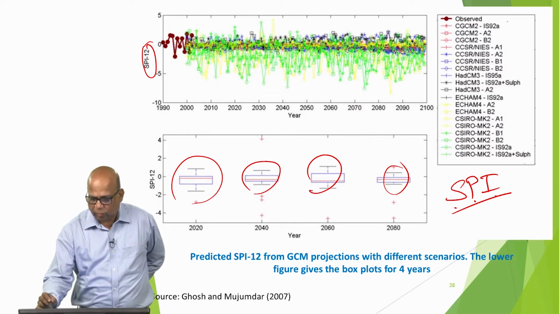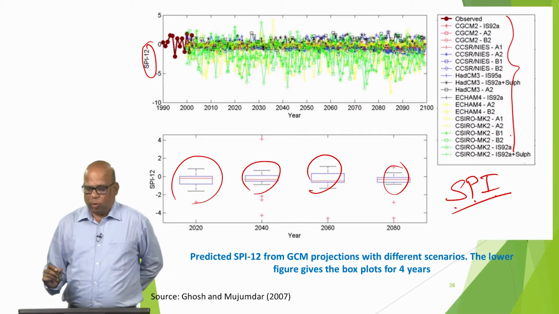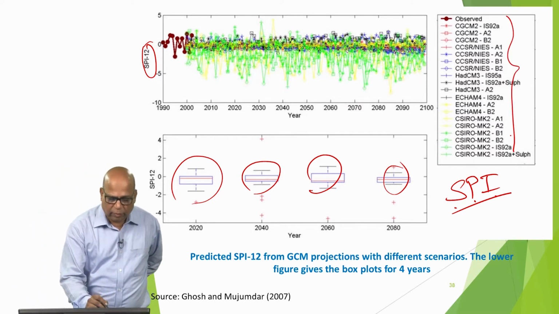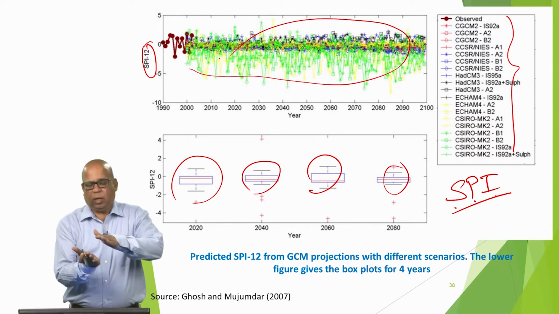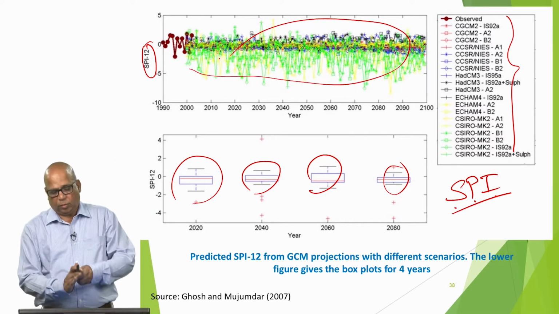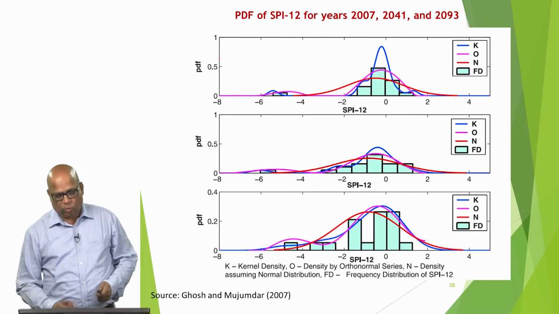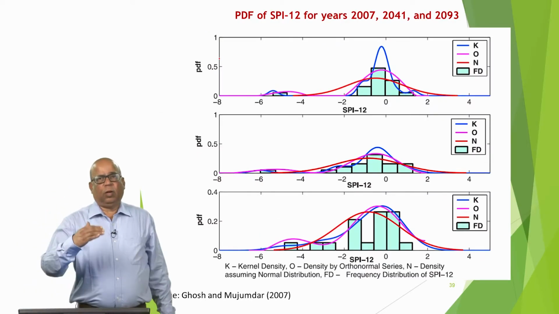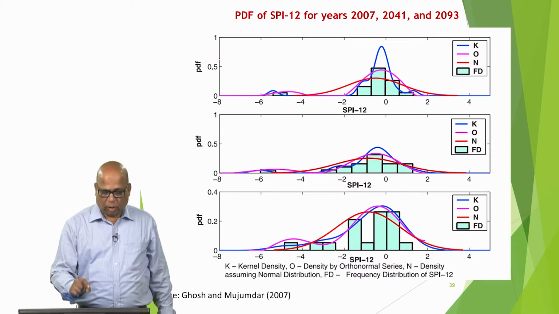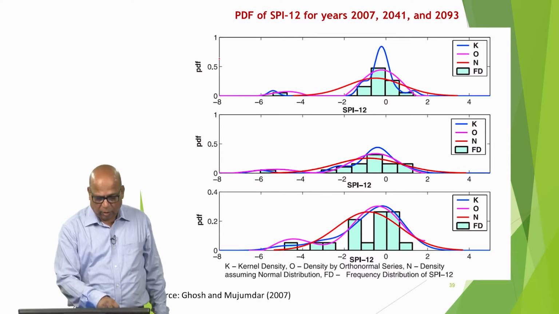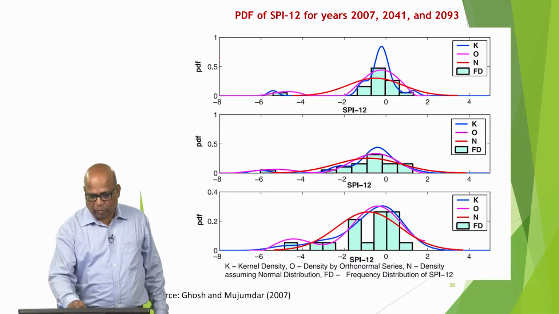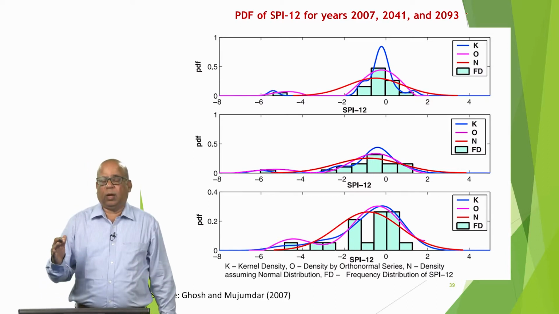In this particular case, we use several model scenario combinations, and because there is an uncertainty associated with this, you get a band of projections. We address the uncertainty through evolution of the distributions, probability distributions. How, for example, in 2007 it behaved, 2020 it behaves, 2040, 2090, etc.